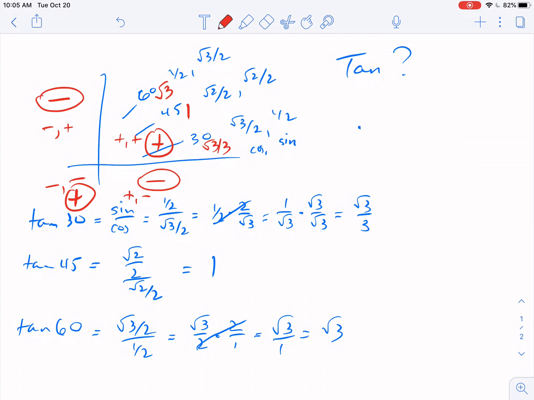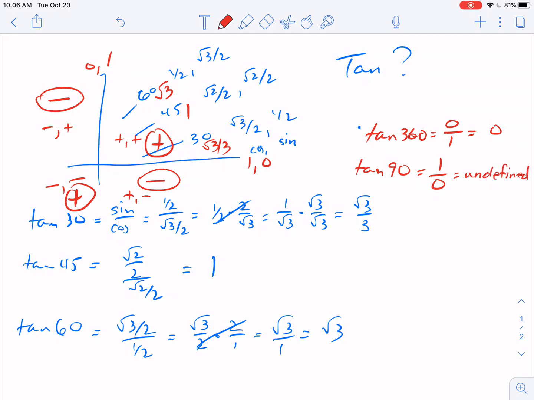Now, there are other ordered pairs on here, like (1, 0) and (0, 1). So let's do those. Like if I was doing the tangent of, say, 360 degrees, I would put my sine on top, which is 0, and my cosine on the bottom, and 0 over 1 is 0. But if I did the tangent of 90 degrees, I would put my sine on top and my cosine on the bottom, and then I would get something that is undefined.